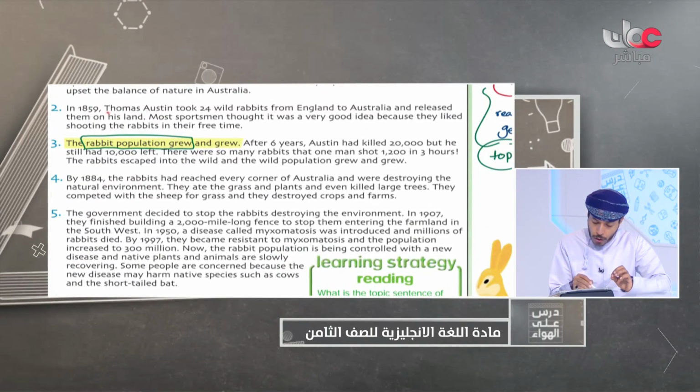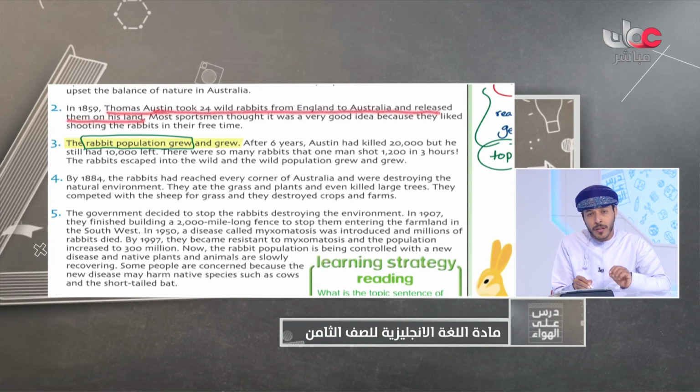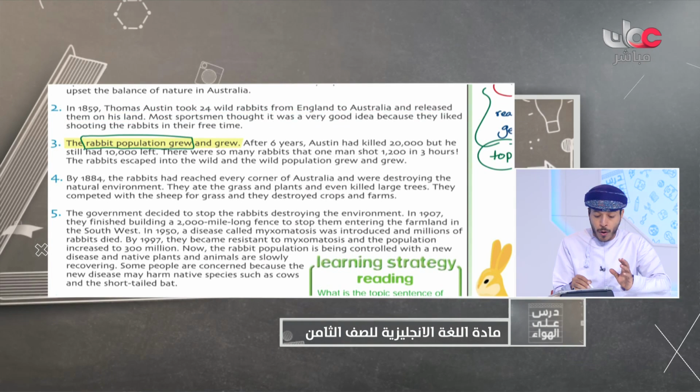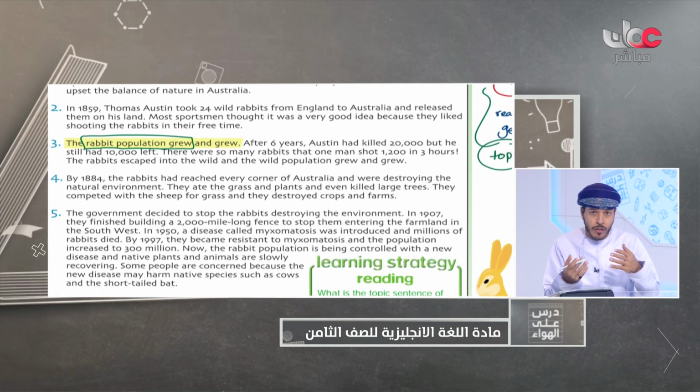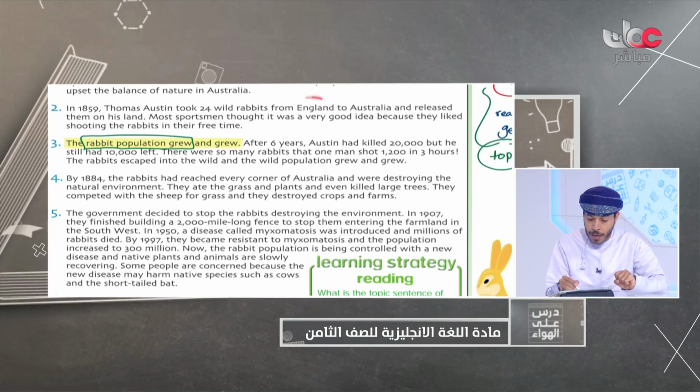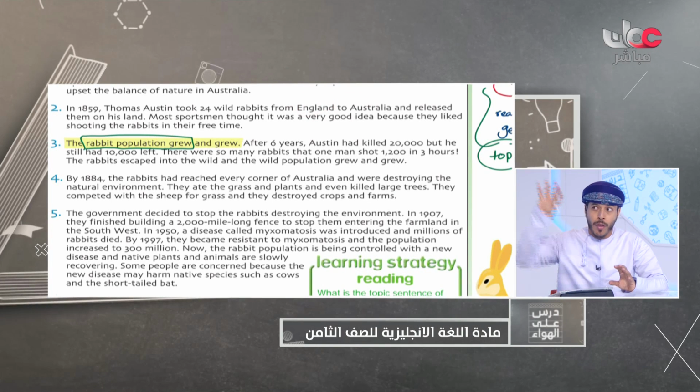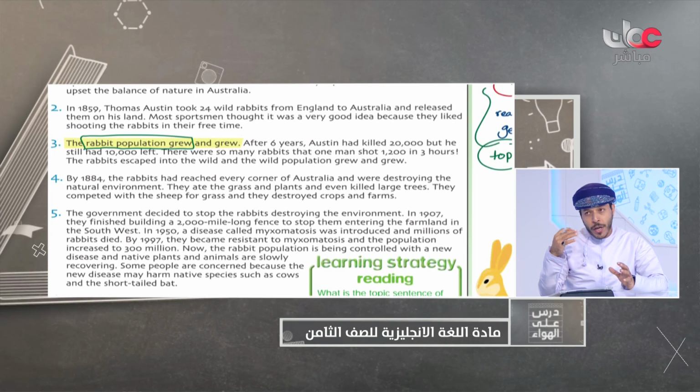Okay, Thomas Austin took 24 wild rabbits from England to Australia and released them on his land. So this is the topic sentence for paragraph number 2. And it asks about these rabbits and what happened taking these rabbits from England to Australia. So he took them from England to Australia. See, we can analyze the text by only reading the topic sentence.